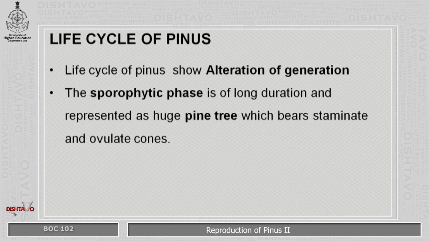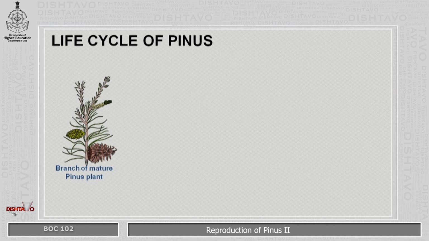Life cycle of Pinus. The life cycle of Pinus shows alternation of generations. The sporophytic phase is of long duration and is represented as a huge pine tree which bears staminate and ovulate cones. The life cycle of Pinus. In this, a branch of a mature Pinus plant shows the female cone, which is made up of megasporophylls.